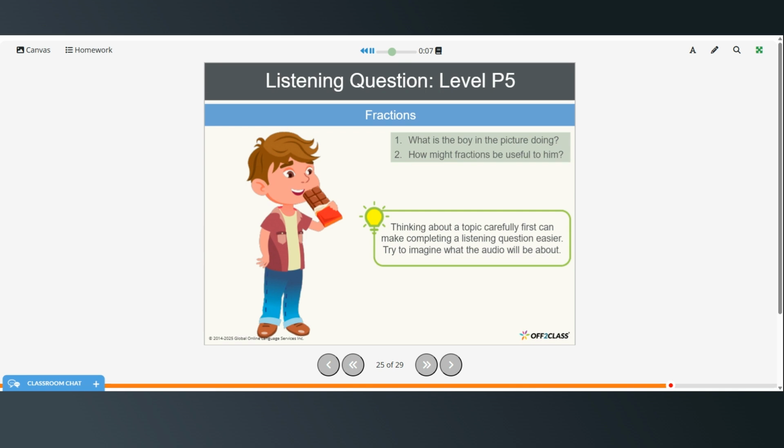The teacher continues explaining about fractions. Listen and answer the questions. Right? These are some questions to think about before listening. What's the boy in the picture doing? Well, he's eating a chocolate bar. And how might fractions be useful to him? Maybe he needs to share with another person and figure out how to split the chocolate bar. Those might be some ways that fractions might be useful.